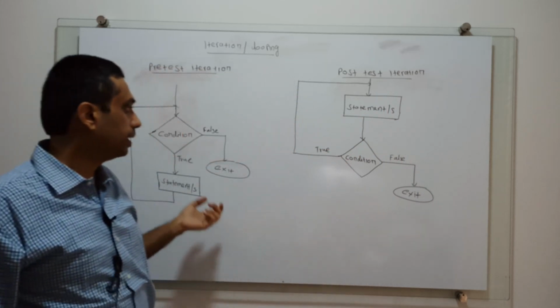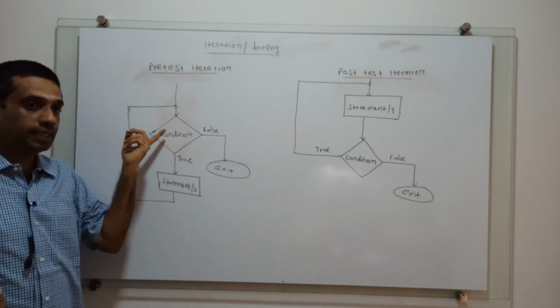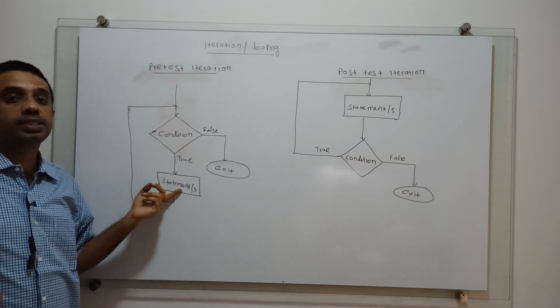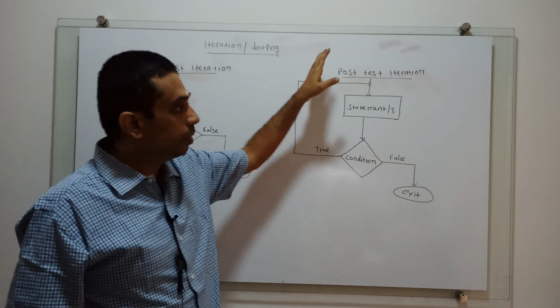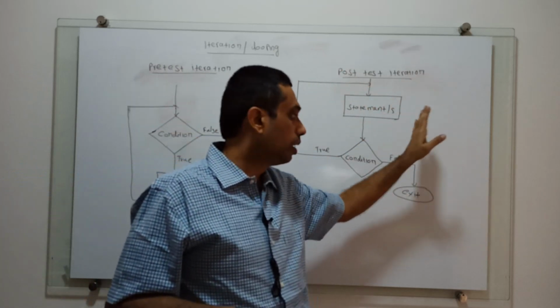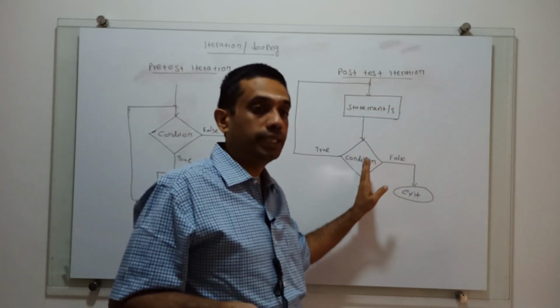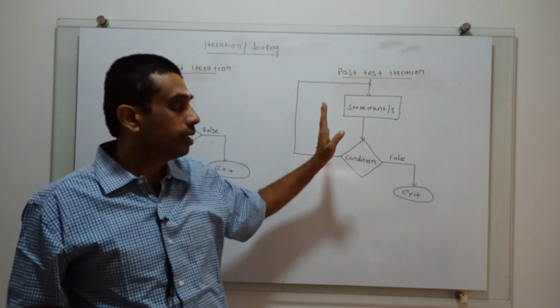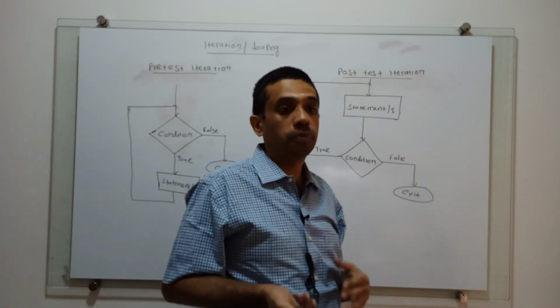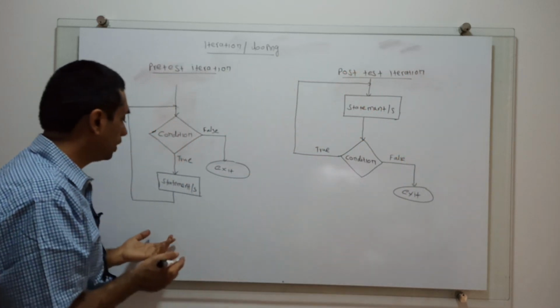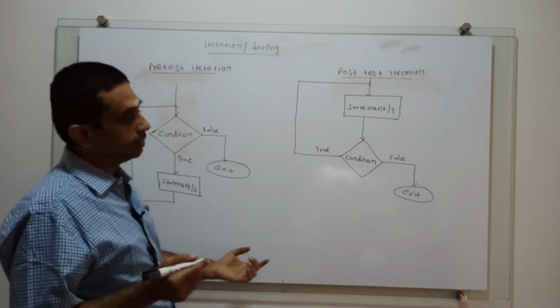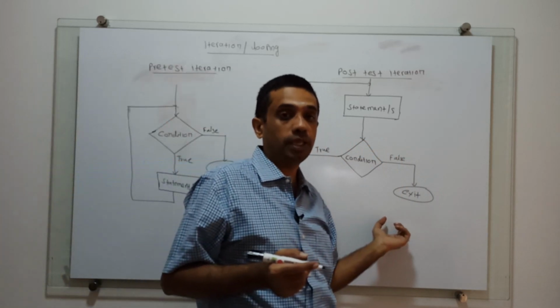Okay, now in a while loop, the condition is tested at the beginning of the loop. If the condition is true, then only the statement will get executed. In a do while loop, the body of the statement will get executed once, and after that the condition will get tested. If it is true, again the statement will get executed, otherwise the control will go out of the loop. We can say that in C programming, this is equal to while, this is equal to do while. Okay, that's it.